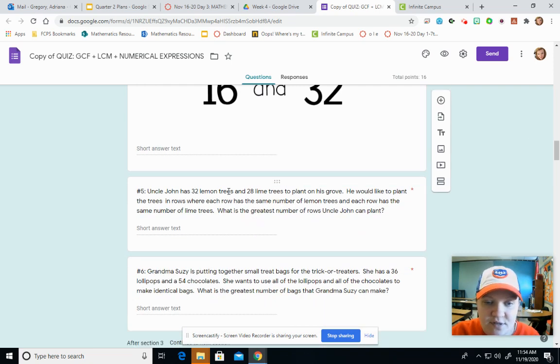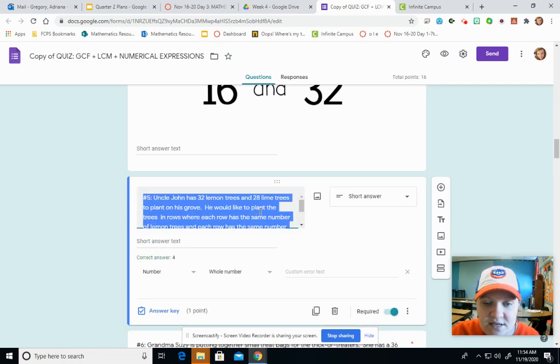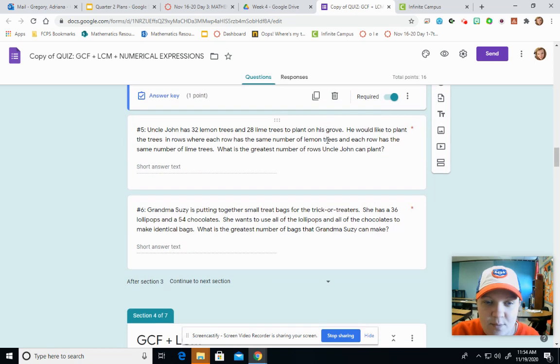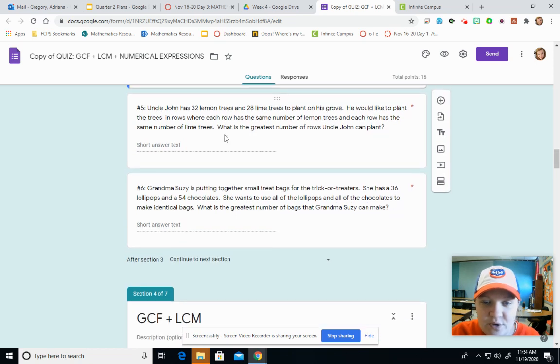Uncle John has 32 lemon trees and 28 lime trees to plant on his grove. He would like to plant the trees in rows so that he has the same number of lemon trees in each row that he has of lime trees. I see the word greatest. So when I'm talking about the word greatest, we're talking about greatest common factor. So we want to know what's the greatest common factor of 32 and 28.